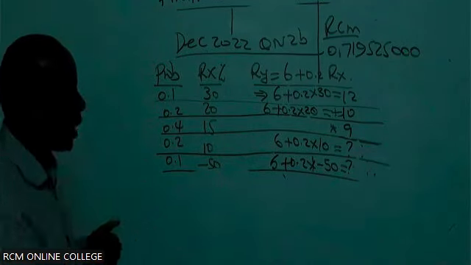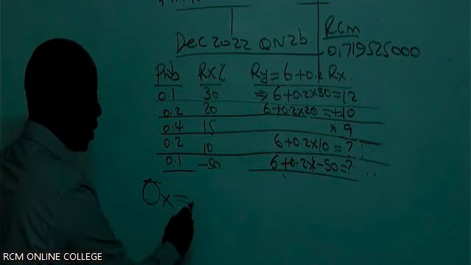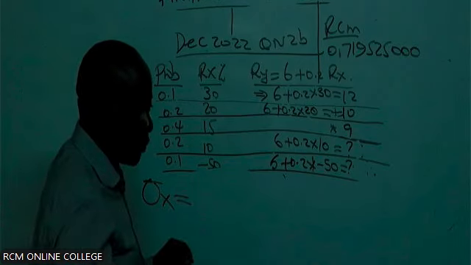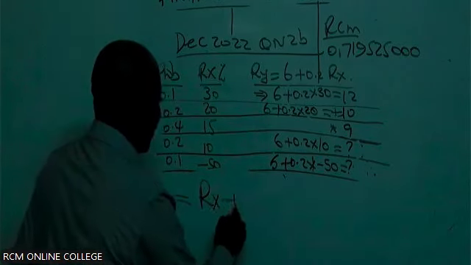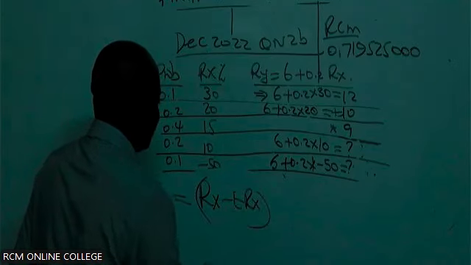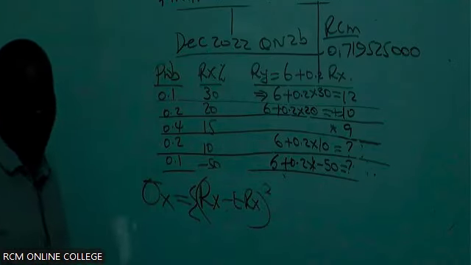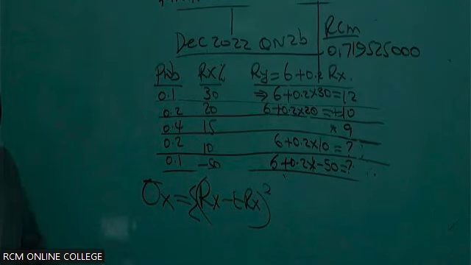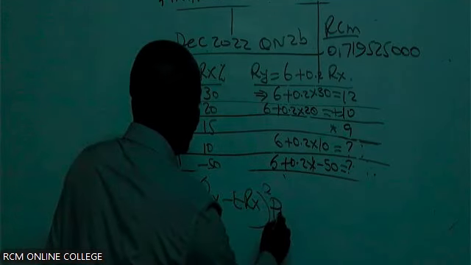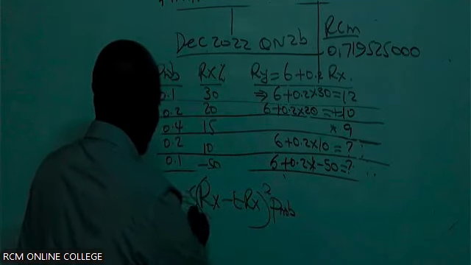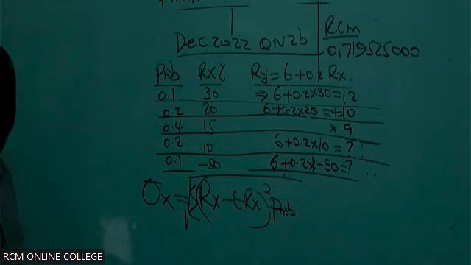So now we are getting standard deviation. I've always taught you the formula. To get standard deviation of X, we have returns of X minus expected returns of X, in terms of sum of squares, times your probability. And then we get the square root of it.